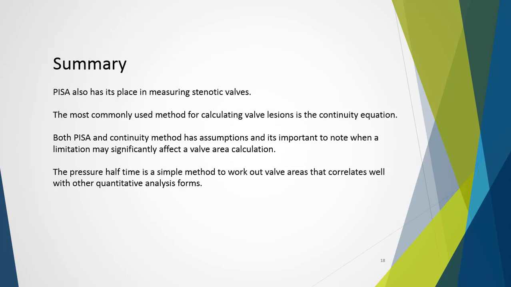In summary, the PISA also has its place in measuring stenotic valve lesions. The most commonly used method for calculating the valve lesion is the continuity equation. Both PISA and the continuity method have assumptions, and it is important to note that limitations may significantly affect a valve area calculation and what we must do to minimize these. And the pressure half-time is a simple method to work out valve areas that correlates well with other quantitative analysis forms.